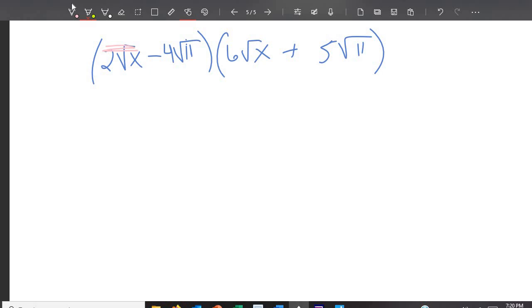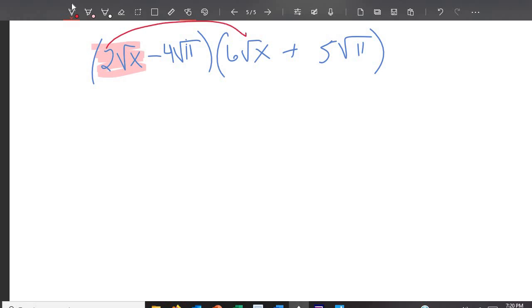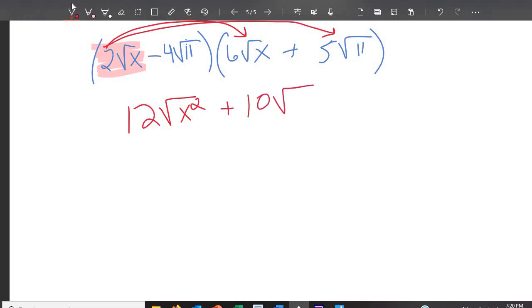I'm going to erase that. So highlight. I'm taking this piece times everything in the second parentheses. So 2 times 6 is 12. Square root of x times square root of x is square root of x squared. 2 square root of x times 5 square root of 11 is 10 square root of 11x.